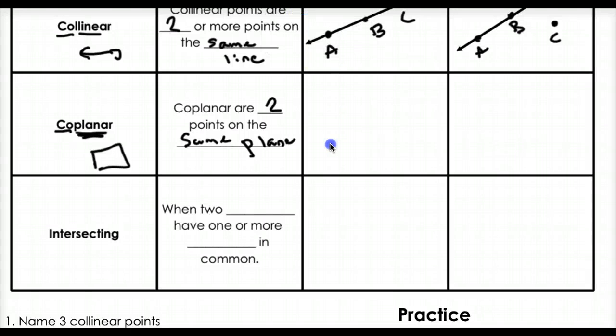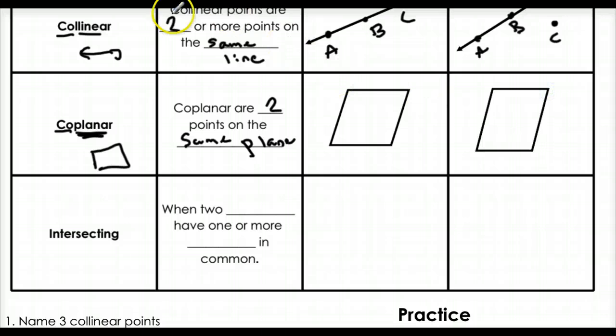Okay, let's draw a plane. I'm going to put 1 here and 1 here, just to set that up. All right. Coplanar would look like this. Look, we got 2 points. They're on the same plane. A and B are coplanar. A non-example would be this: A and B not on the same plane, so they're not coplanar.